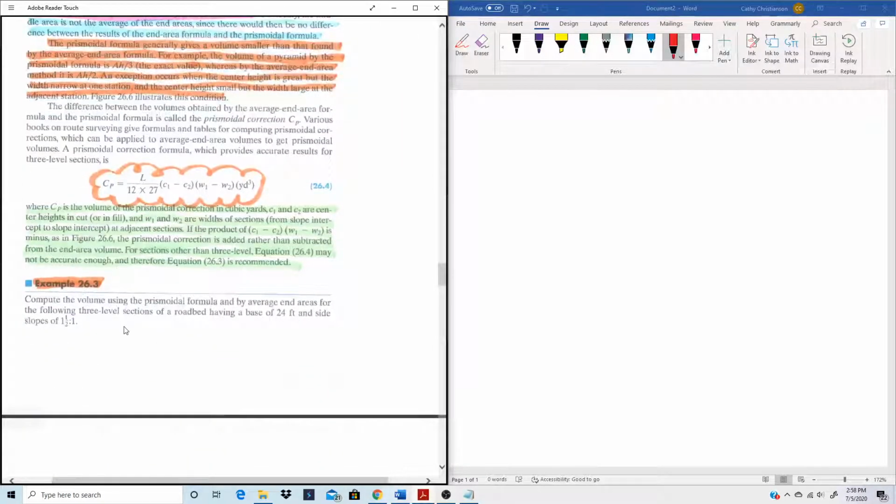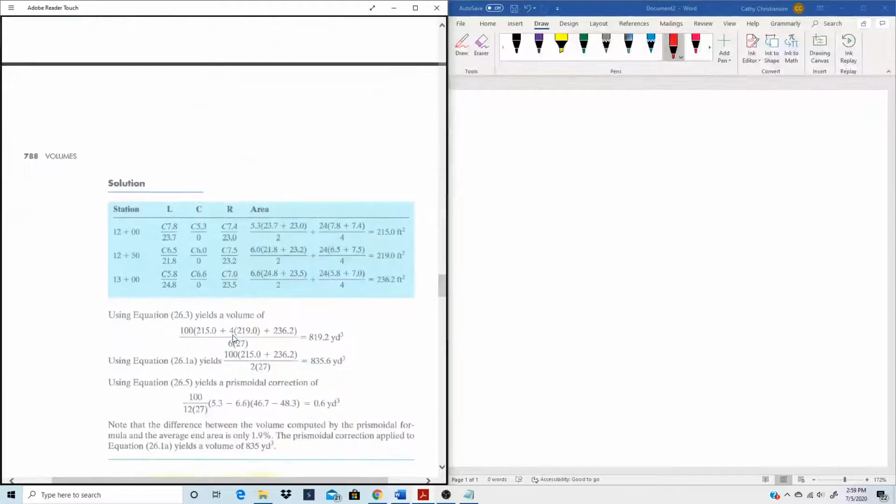So we're going to get started. I'm going to go through example 26.3, and then I'm going to work one in the book that we did in class. It says, compute the volume by Prismoidal and by averaged end areas for the following 3-level sections of a road base. The base is 24 and the side slopes are 1.5 to 1. This particular one, they went ahead and gave us all the cross-section data you need.